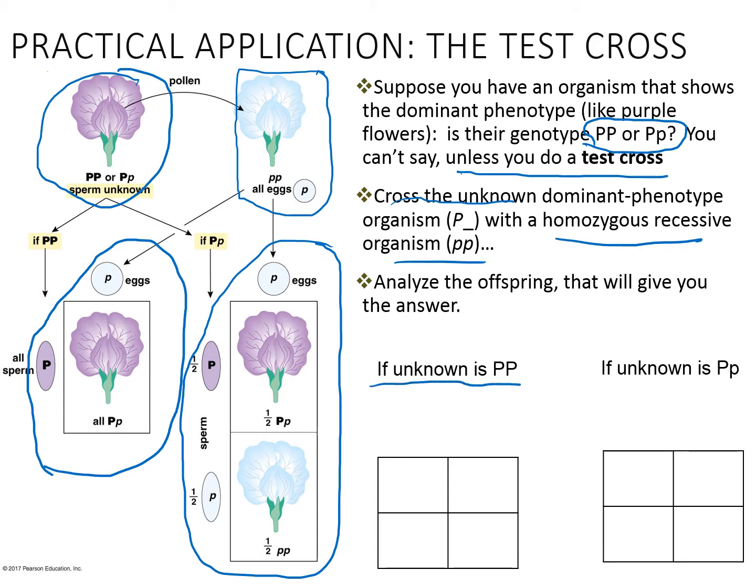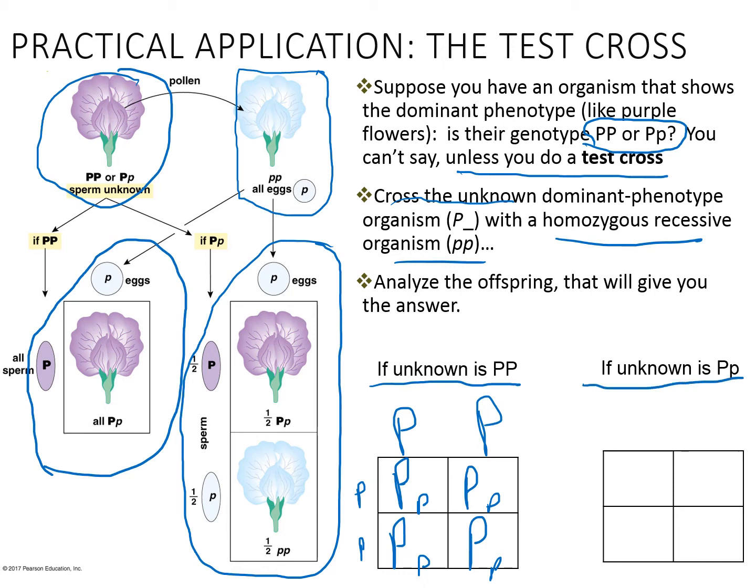So if you want to do this in Punnett square form, we can do it like this. If the unknown is big P, big P, let's draw that right here. In this case, we're crossing it with a white flower, so little p. And you can see here that all of them are going to be heterozygous. Big P, little p, big P, little p, big P, little p, and big P, little p. So they're all heterozygous, and they are all purple because the purple allele is dominant to the white allele.